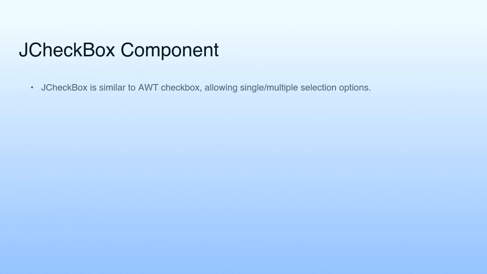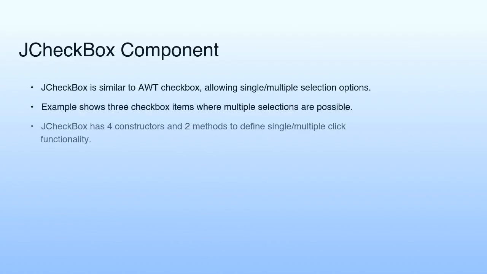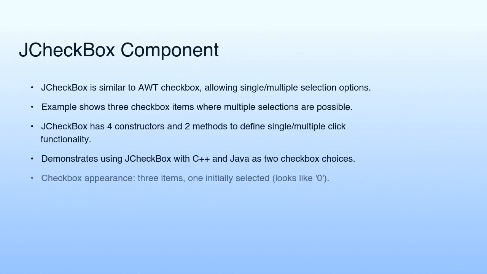Checkbox is similar to AWT checkbox, allowing single or multiple selection options. The example shows 3 checkbox items where multiple selections are possible. Checkbox has 4 constructors and 2 methods to define single or multiple click functionality. The demonstration uses JCheckBox with C and Java as 2 checkbox choices, with the checkbox appearance showing 3 items, one initially selected.